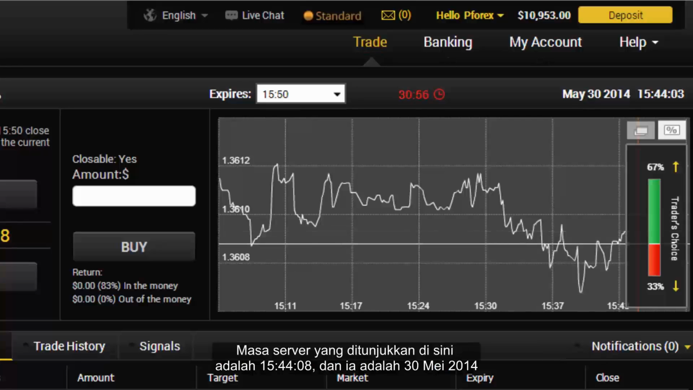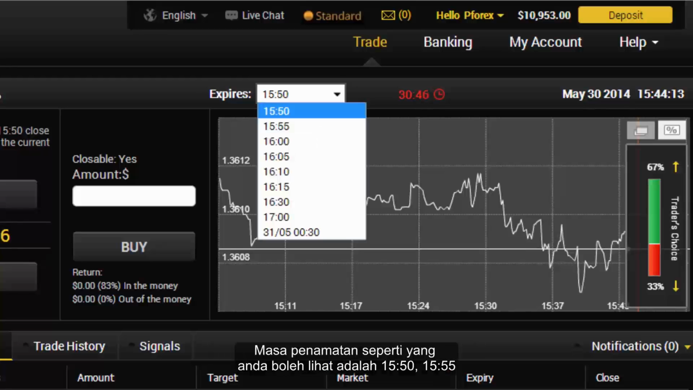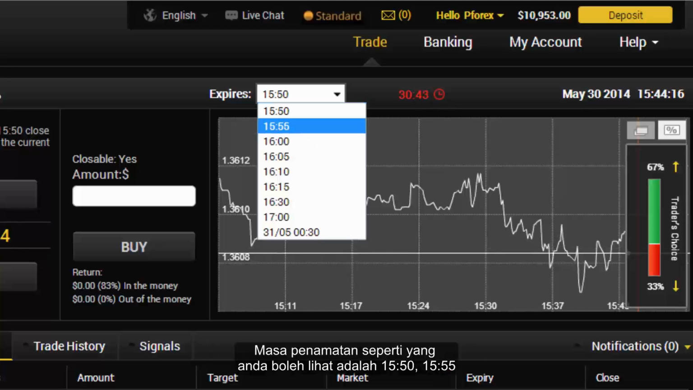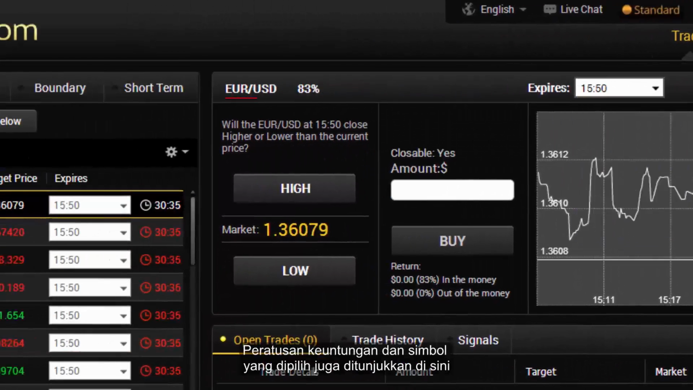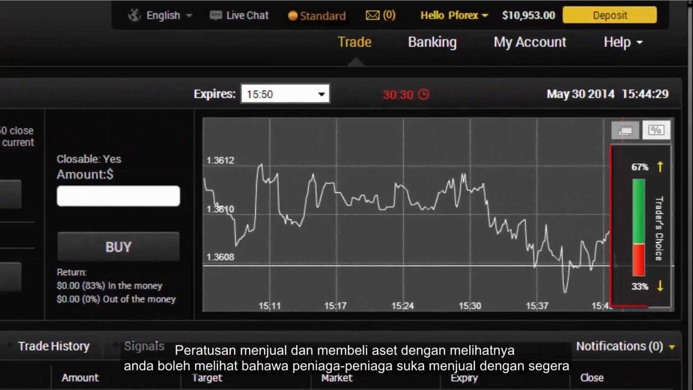The server time is shown here as 15:44:08, and it is the 30th of May 2014. The expiry times, as you can see, are 15:50, 15:55. The percentage of the profit and the symbol chosen are shown here as well. The percentage of selling and buying assets, which by looking at, you can see that traders like to sell immediately.